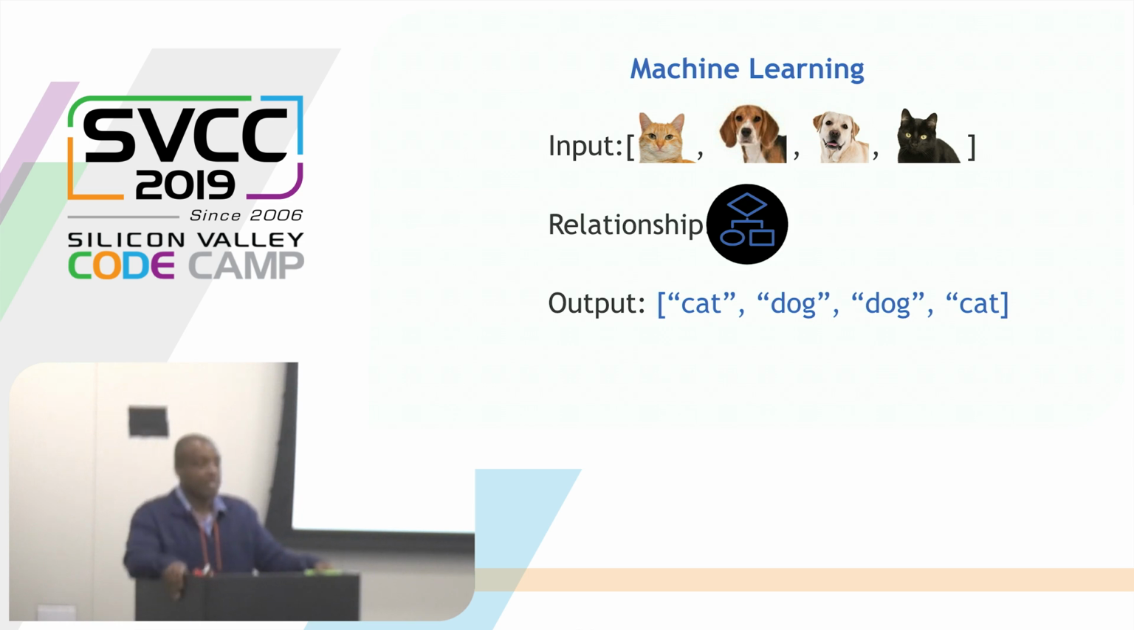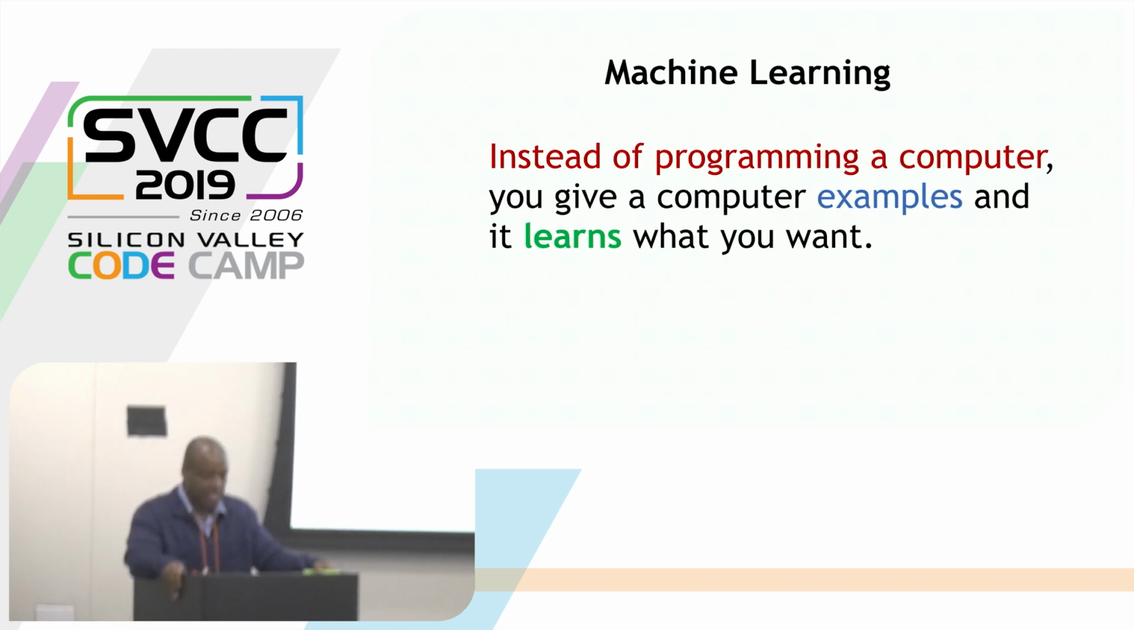And what sits in between there is an algorithm. And it's the algorithm that learns those relationships. So machine learning is this. Instead of programming a computer, you give a computer examples. That's so key for you guys to understand. If you want to solve a problem, you better have examples. You better be collecting that data now. We're going to talk about labeled data versus not labeled data. But instead of programming a computer, you give it examples, and it learns what you want. We're going to talk about what that word learns means.